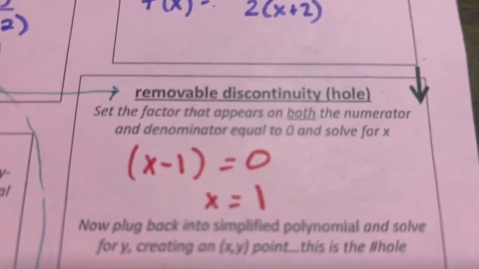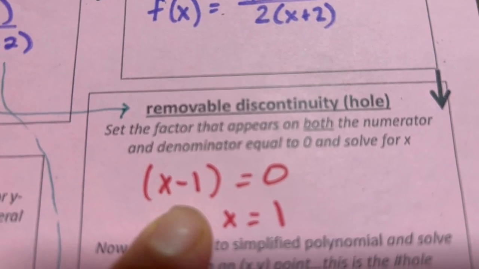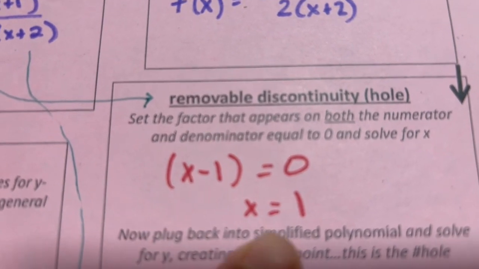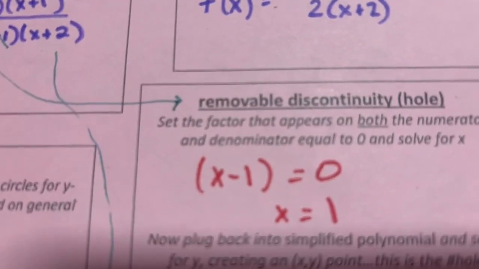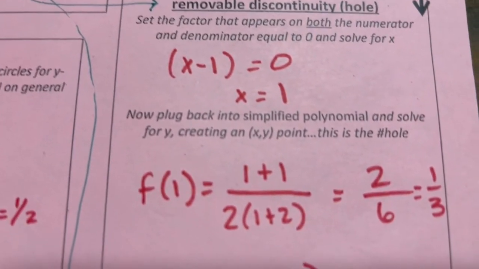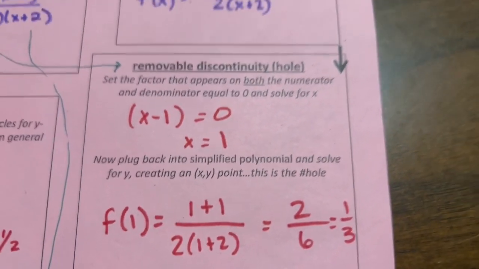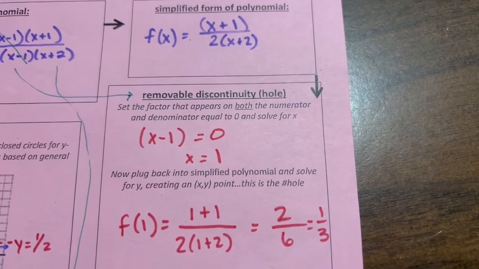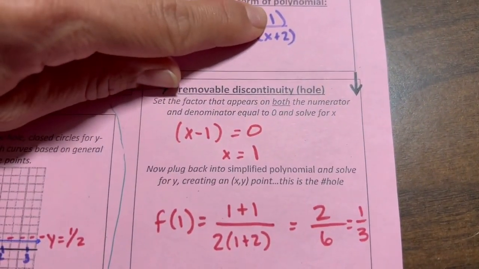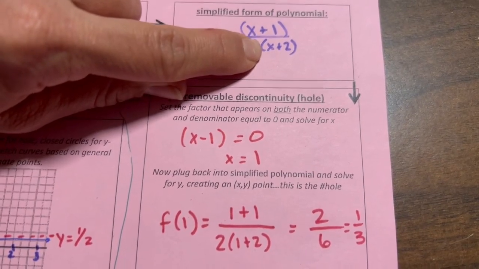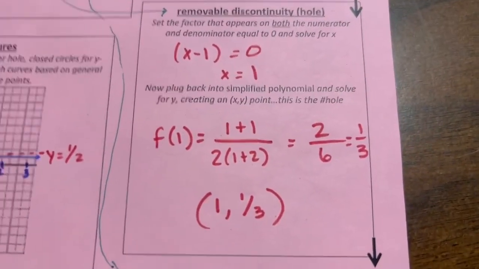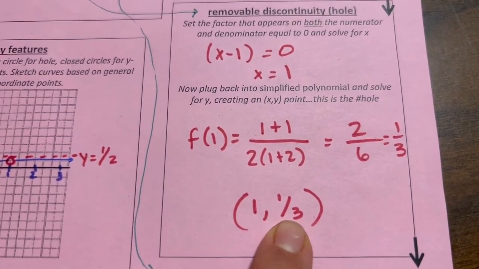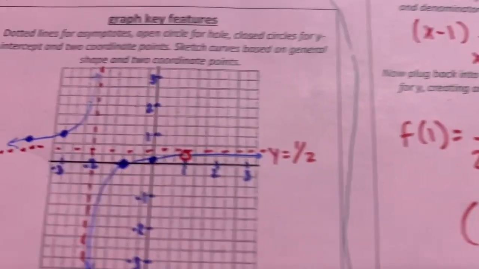Going back to that removable point of discontinuity, that canceled factor will tell us where the hole in our domain will be. It's going to be at x equals 1. I have to set it equal to 0 and solve. Then I take that value and I plug it into the simplified form of the polynomial. I plug 1 into the simplified form, so I get 1 plus 1 over 2 times 1 plus 2. All of that simplifies to 1/3. My input was a 1. The output, the f of x, was 1/3. This is going to lead to a hole on my graph.